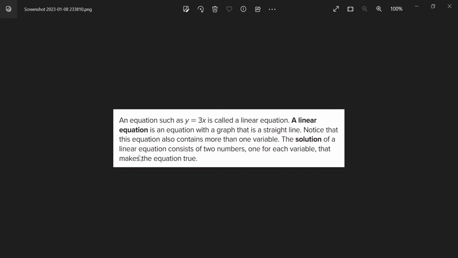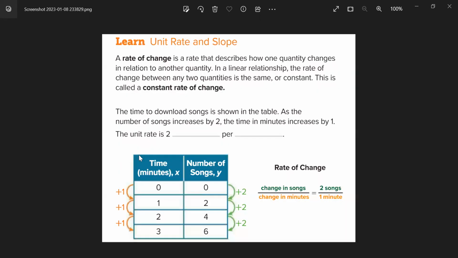Okay, good. Now let's learn something else. Let's learn about unit rate and slope. A rate of change is a rate that describes how one quantity changes in relation to another quantity. In a linear relationship, the rate of change between any 2 quantities is the same, or constant. It won't change. When it's proportional or linear, when we add 1, we will add the same amount.